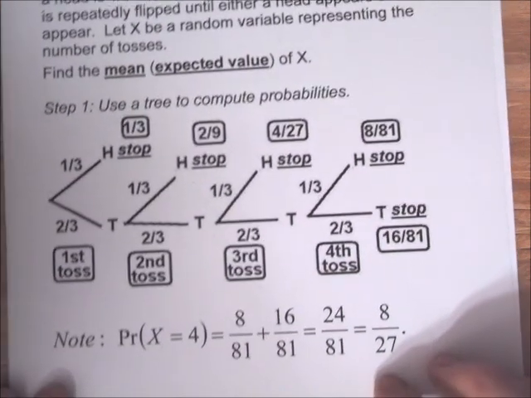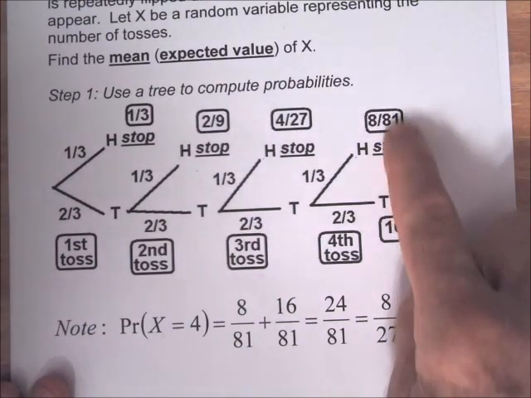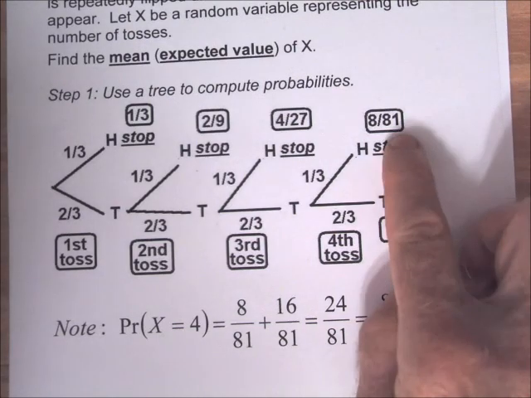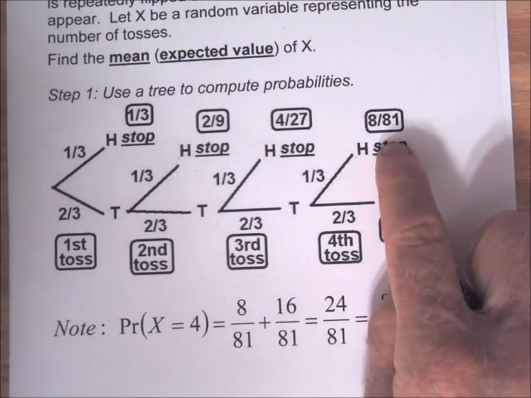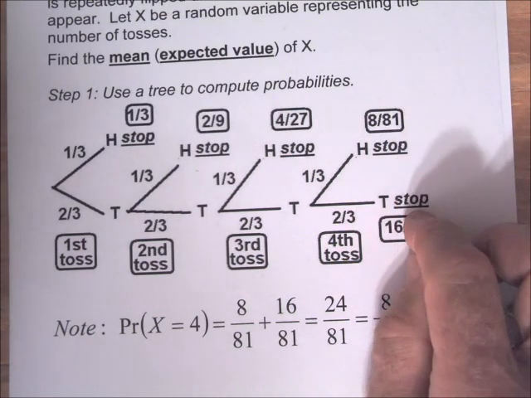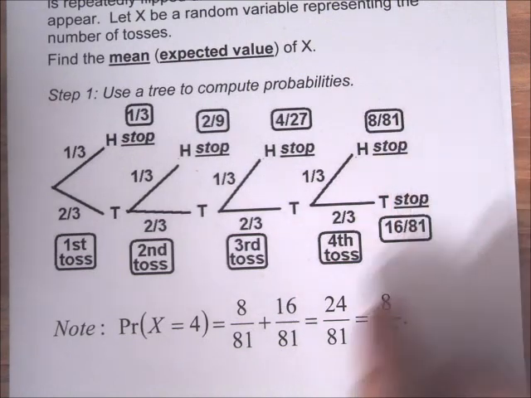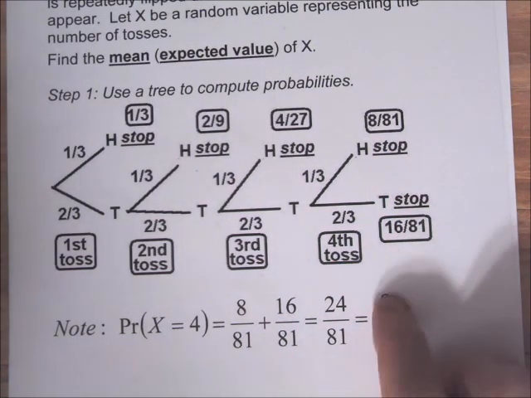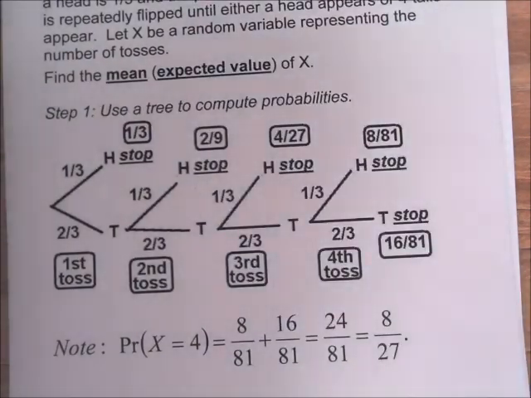And for both of these last possibilities, we can combine those because the probability x equals 4 can happen in one of 2 ways. Either we have 3 tails followed by a head, or we have 4 tails, it's still x equal to 4 tosses either way. So if we add those, we get 8 plus 16 is 24 out of 81, which reduces to 8 out of 27. And then we can fill out a table.